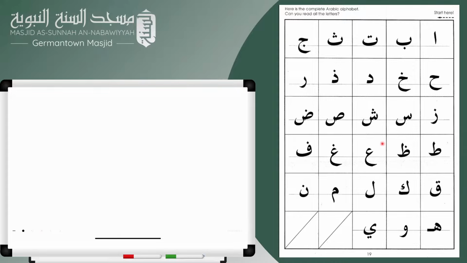Third box, fourth line. Ein, ein, ein. We don't have it in English, so you have to listen and practice from how you hear it. Next box, which is fourth box, fourth line. Ghain, ghain, ghain. Last box, fourth line. Fa, fa, fa.